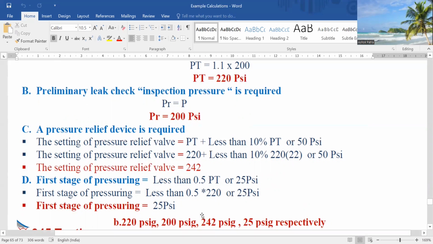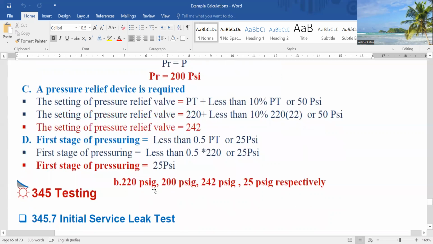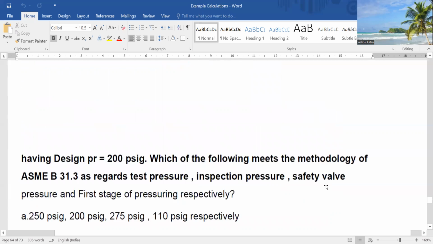So, first stage pressuring, 0.5 of PT or 25 psi. Here it is lesser, less than, okay, it is written less, 0.5 of 220, 25 psi. So, 25 psi is the first. The answer is 220 psi, 200 psi, 242 psi, 25 psi. So that is the answer.